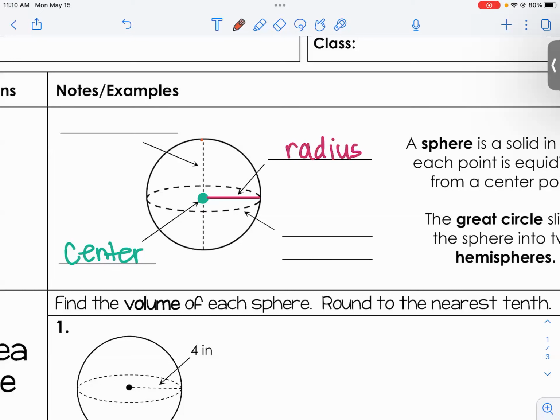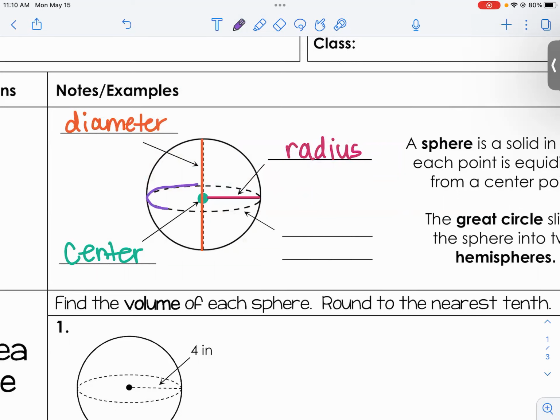What about this peach color? What is that? That is the diameter. And just like in a circle, just like in a cone, just like in a cylinder, the diameter is twice as long as the radius. And sometimes we will have to use that to help us.